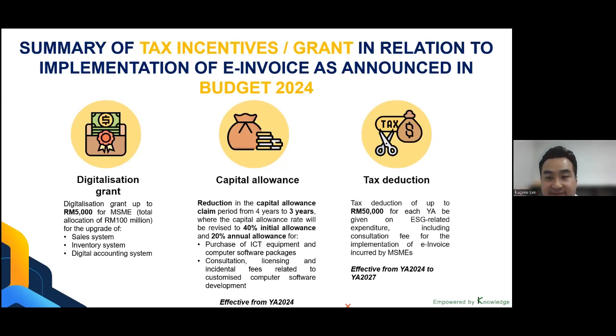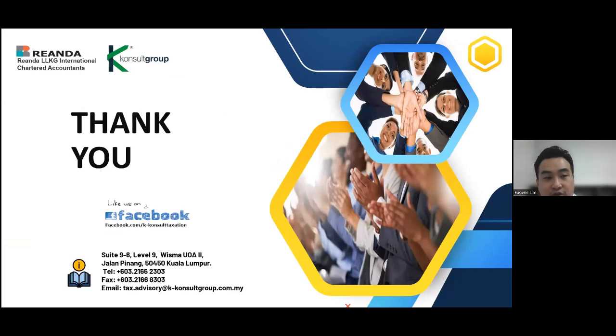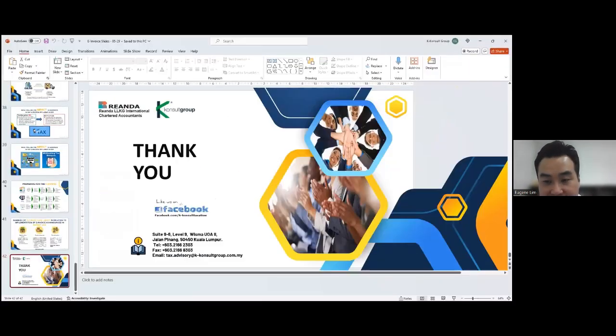Then the last part is the tax deduction. The maximum claim can be up to 50,000 for EIG related expenditure, including the e-invoice implementation. So these are the benefits of the e-invoice for those doing business. So that is my sharing. Do you have any questions? You can ask over here, put it in the chat box.